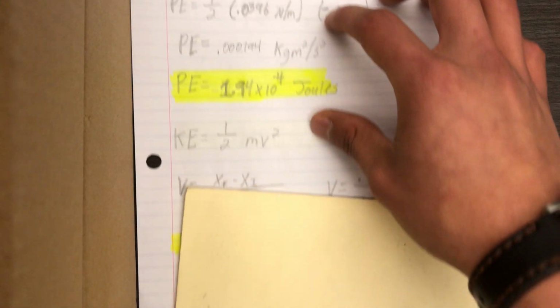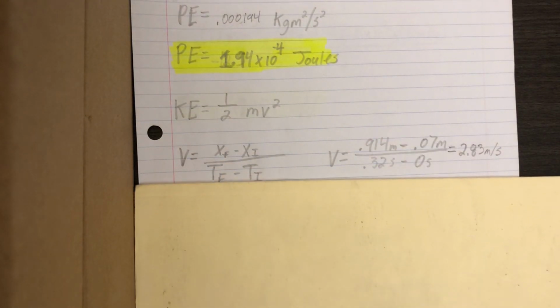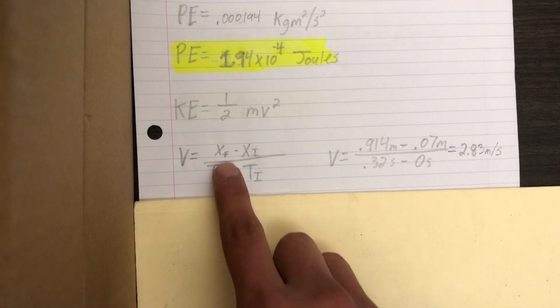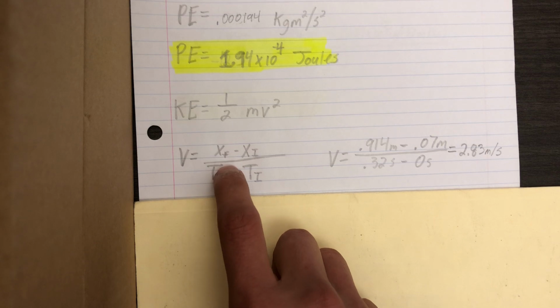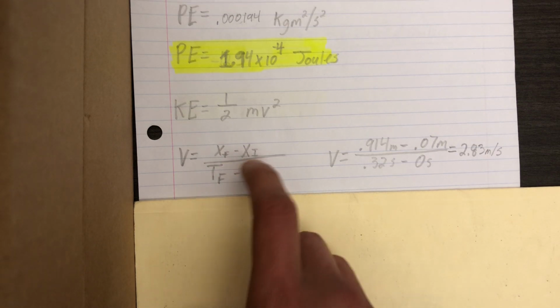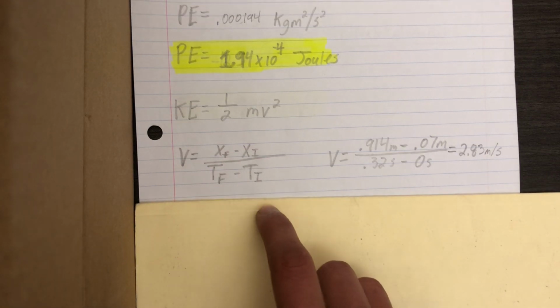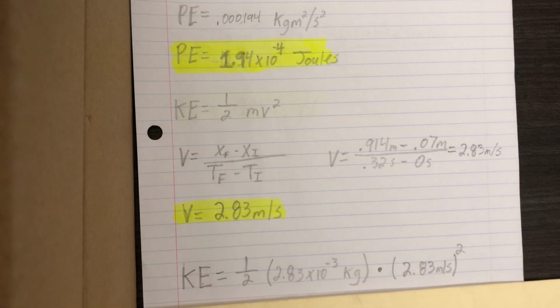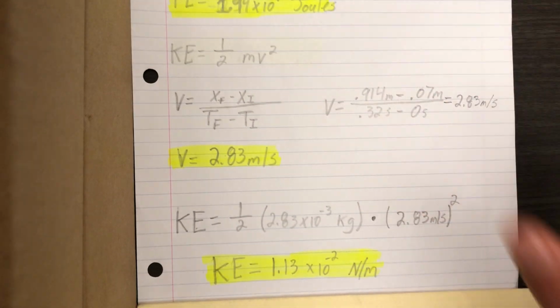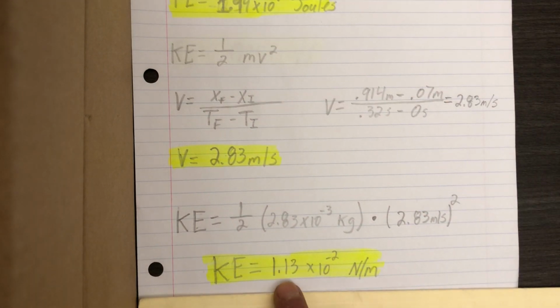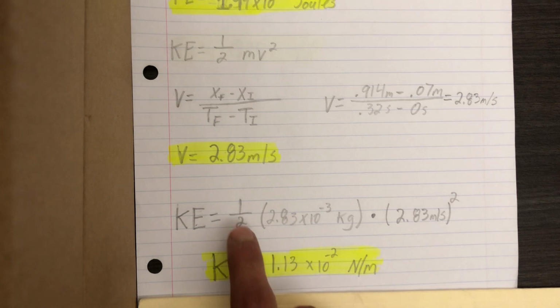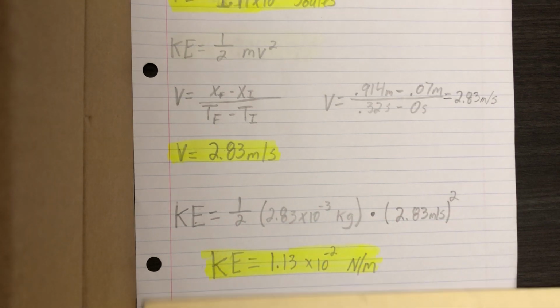After that, I am able to find the kinetic energy, of which the equation is half times mass times velocity squared. In order to find the velocity, first I had to do final displacement minus initial displacement over final time minus initial time, and that gave me an answer of 2.83 meters per second. And then after finding the velocity, I could find the kinetic energy, which gave me around about a 1.13 times 10 to the negative second newtons per meter. That was after multiplying half times mass times velocity squared.